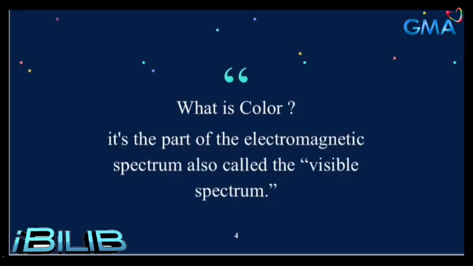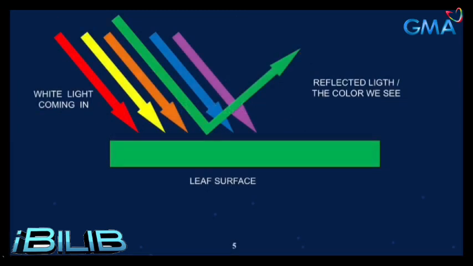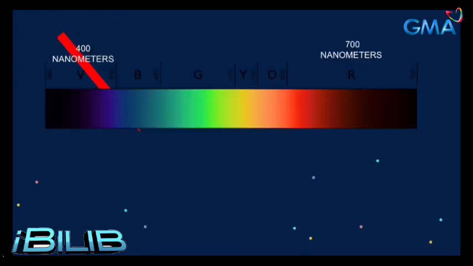What is color? In physics, it is the part of the electromagnetic spectrum also called the visible spectrum. Objects absorb wavelengths of light and not others. The colors we don't see are the ones it absorbs, and the other colors that we do see are those that are reflected back. That is why we see things in a particular color, like the leaf or the grass. The grass appears green by absorbing other colors from the light and only reflecting green.